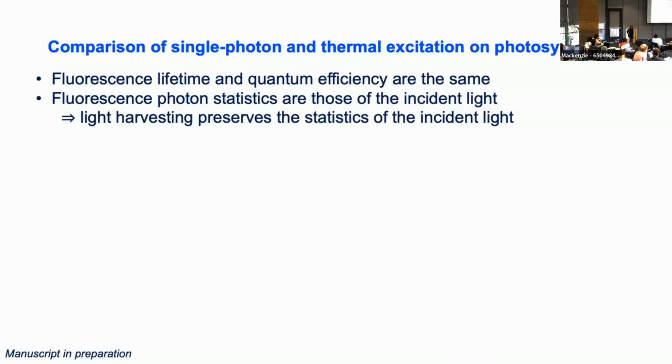So here's a comparison of these two experiments then. The fluorescence lifetime and quantum efficiency are the same. The fluorescence statistics are essentially the same as those of the incident light, with the caveat about the change of the value of G2 from 1 to something possibly larger than 1 for the thermal, which I'll say a little bit more about in a moment. So the major conclusion is that light harvesting does preserve the statistics of the incident light.